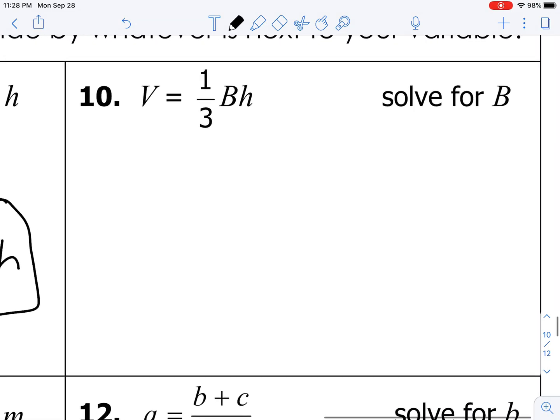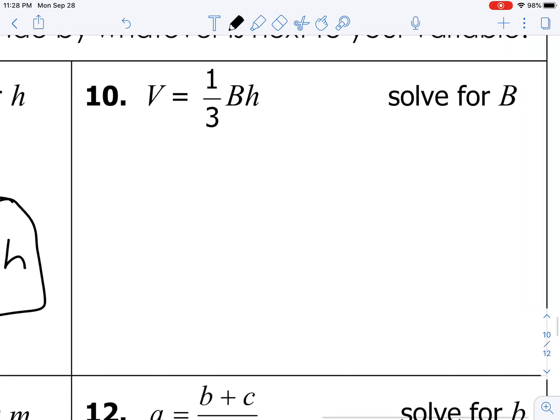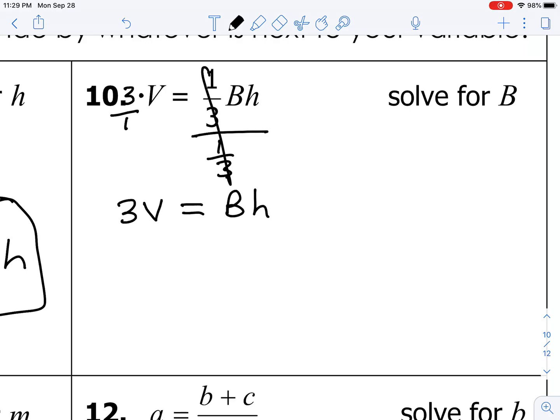All right, so let's apply that to number 10. So what we just did, this is a problem exactly like it. Okay, so we need to get rid of the number first. So we're going to divide by 1/3. And remember, when you divide by a fraction, you flip it over and multiply on the other side. So it's going to be 3 times v, which is 3v. That's now gone. The b and the h drop down.